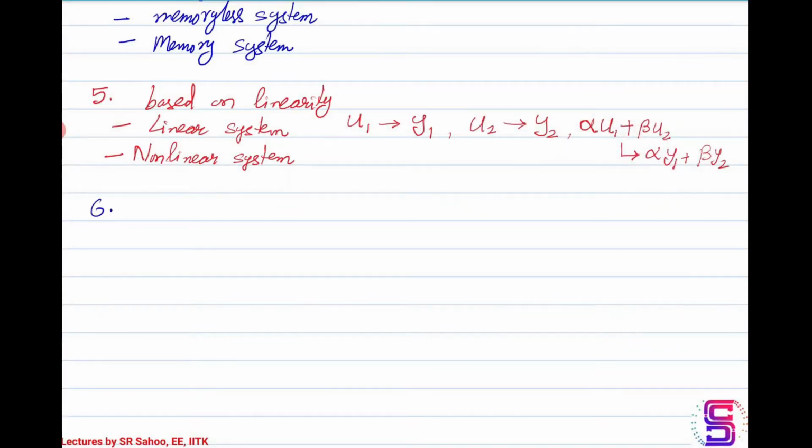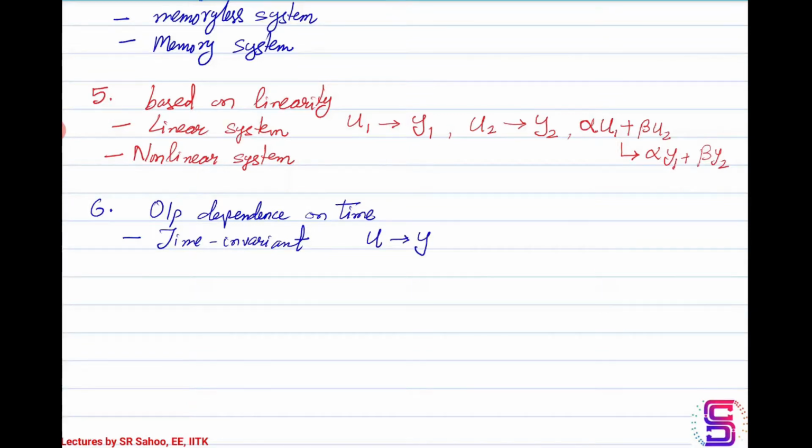The next classification is the output's dependence on time. So basically it means the output not only depends on the input but also depends on when the input is being applied. Okay, so you have a time invariant system, which means if an input u is resulting in output y, then a time shifted version of the input, or if an input is applied after a certain amount of time, or rather I should put it like this, in figures it would be better.